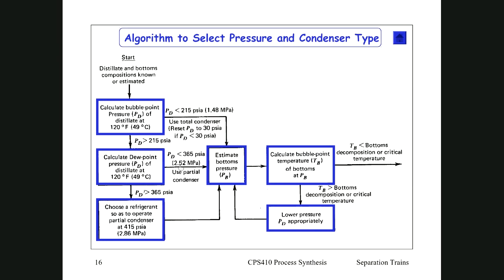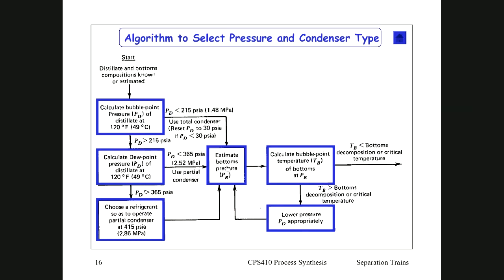So as long as you are below 25 bar or so, you can carry on and estimate the bottom's pressure and carry on in the normal way. If it's more than that, then you would need to go to a refrigerant. In other words, we were trying to use cooling water. If you couldn't, you'd need to go to a refrigerant at 28 bar pressure or 29 bar pressure. So keep that number in mind. That is approximately the highest pressure you'll ever operate a distillation column at.